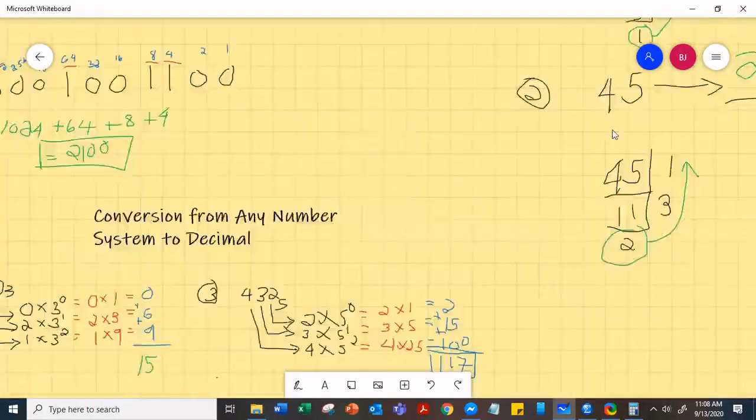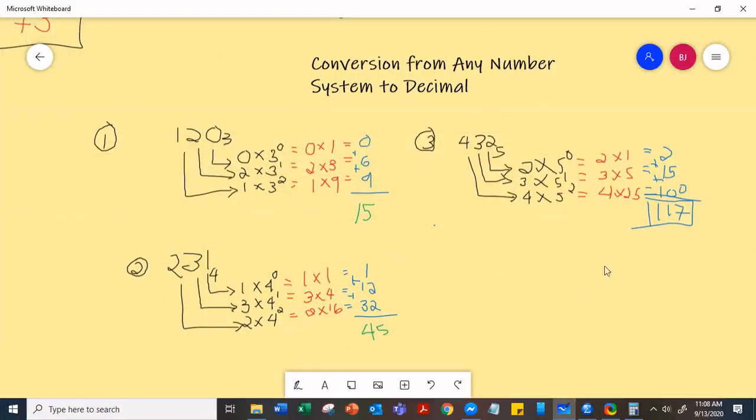Let's check if it's the same. And what do you know? It is the same.